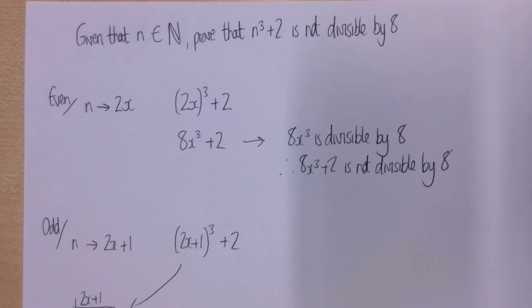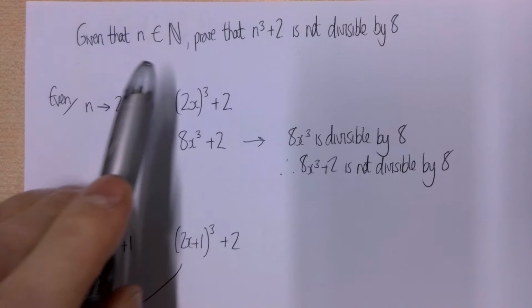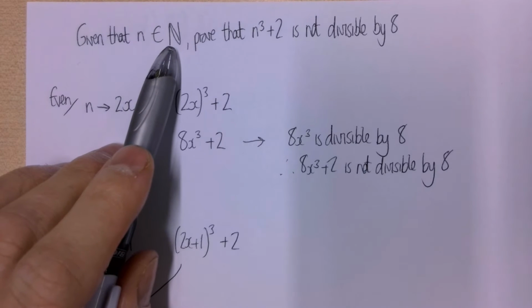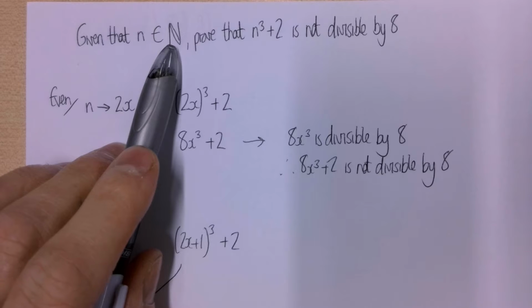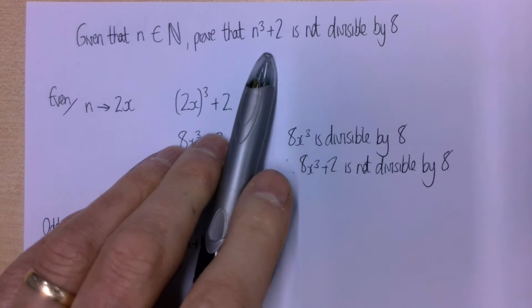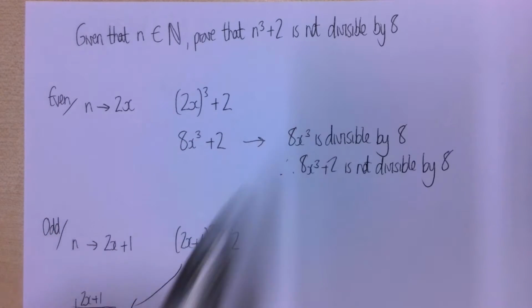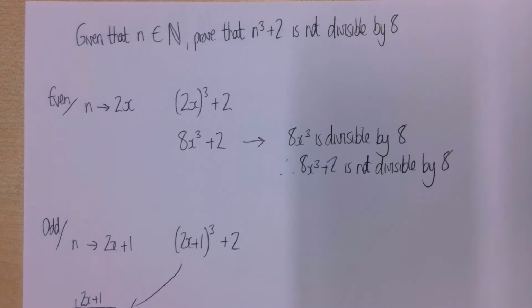Okay, here's the solution to the problem at the end of Wednesday's video. That was the proof part 2 video. We had to say that for any natural number, so natural numbers are just positive counting numbers, 1, 2, 3, 4, 5, 6, 7, 8, we had to prove that n cubed plus 2 is not a multiple of 8. And it's quite good because it throws up a couple of ways of demonstrating that.